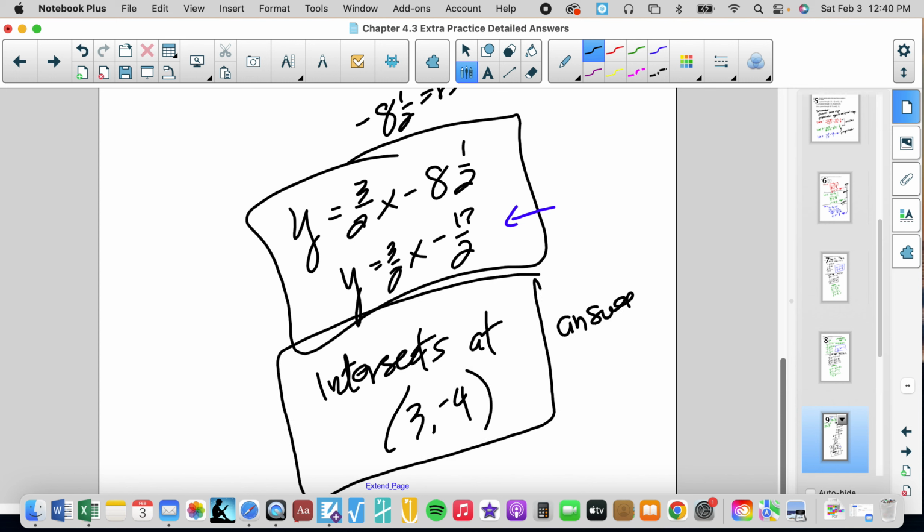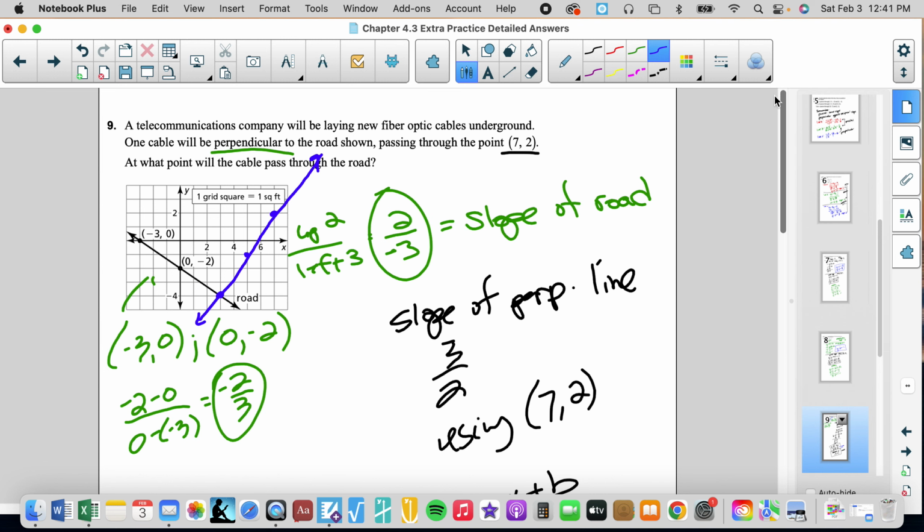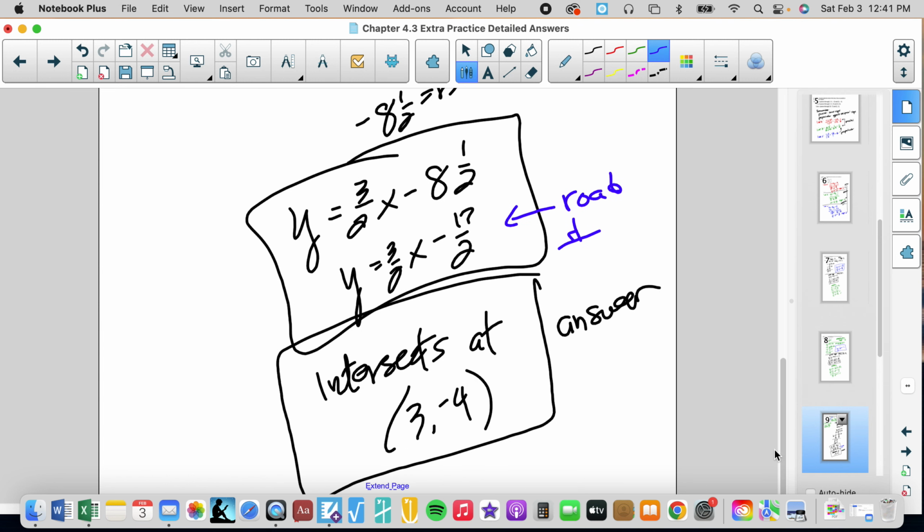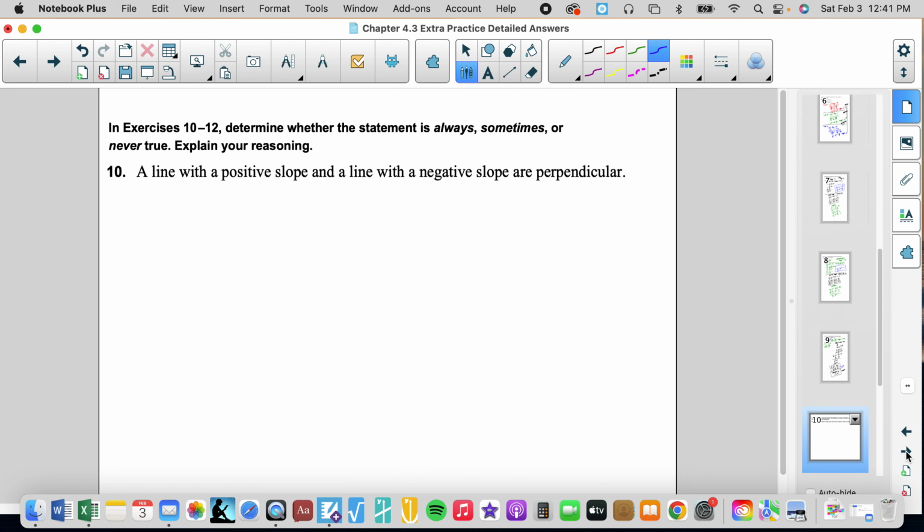Not the equation. It doesn't want an equation for the road. However, this is the road perpendicular. That's a perpendicular sign. The linear equation for the road perpendicular would be that, but it asks for the location. At what point will the cable pass? It'll pass at 3, negative 4. Good question. That's not an easy one. That's a lot of comprehension, a lot of understanding, and utilizing what you know to help you with what you don't.